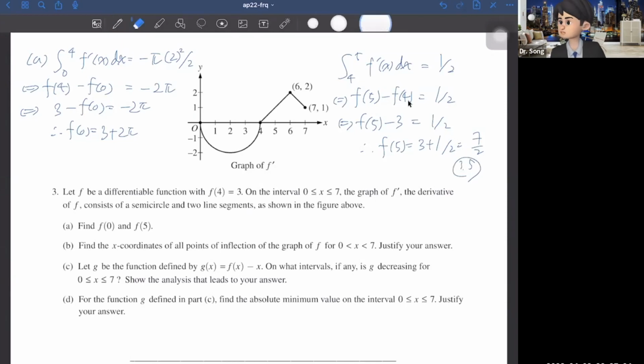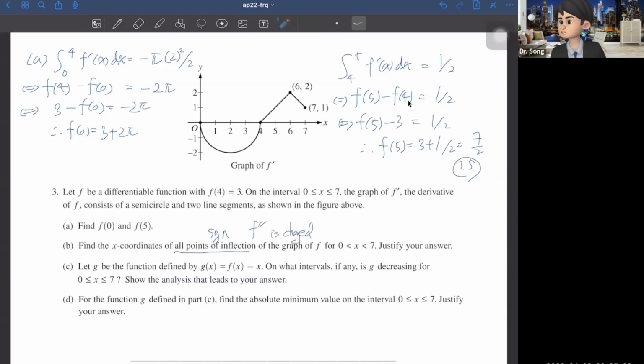Okay. Take a look at question number B. As you can see, we want to find all points of inflection. So what's the definition of inflection? Well, when the f double prime, the second derivative of f, changes sign, that is the inflection point.